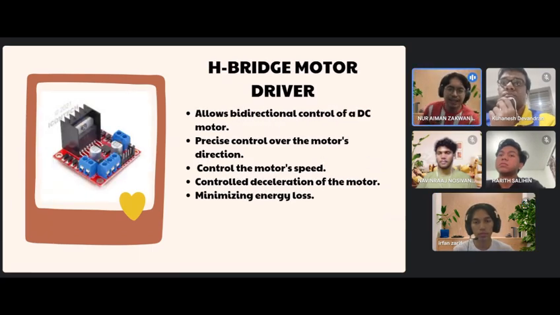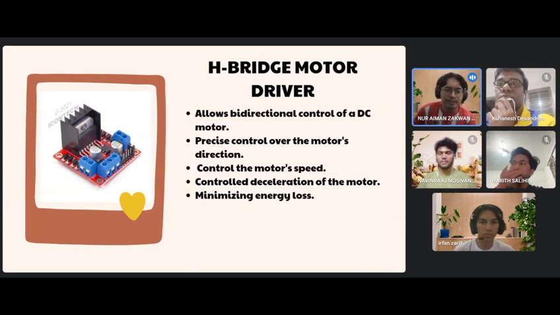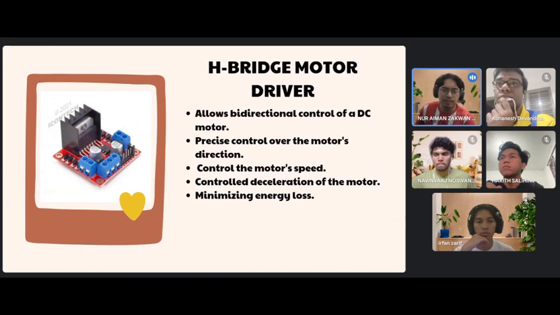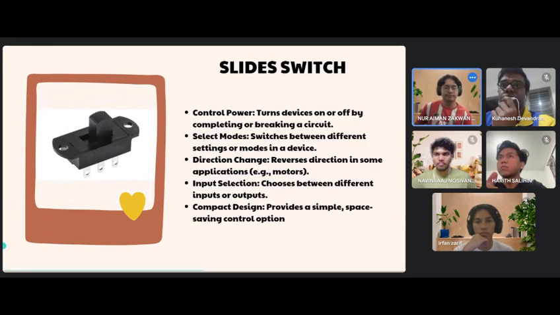The next component is the H-bridge motor driver. The function of the H-bridge motor driver is to allow bi-directional control of a DC motor and precise control over the motor's direction, which means we can control the direction of the motor clockwise and anti-clockwise. It also controls the motor speed and the deceleration of the motor, and it minimizes energy loss.